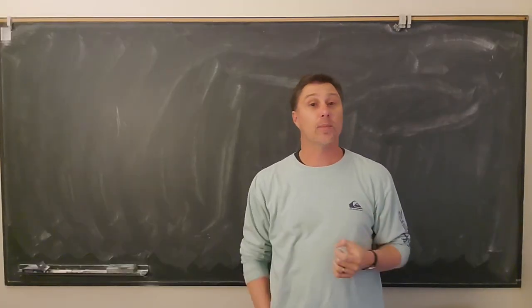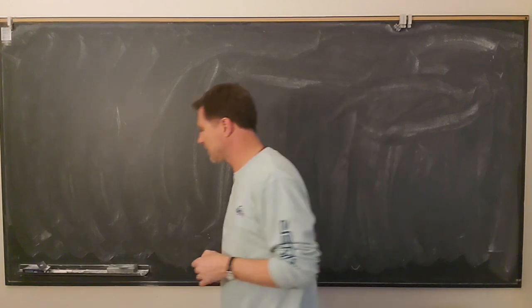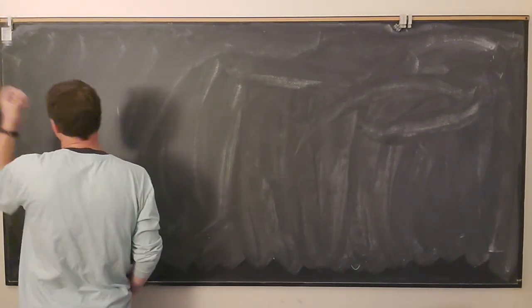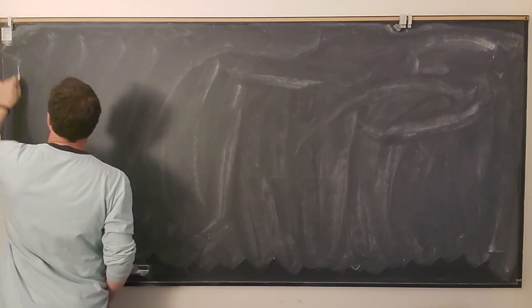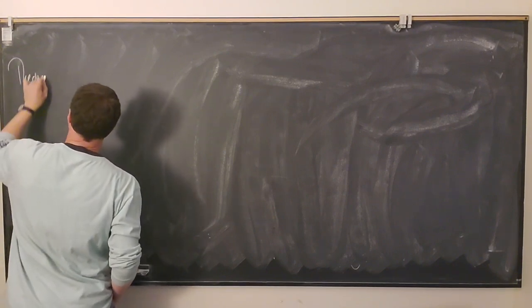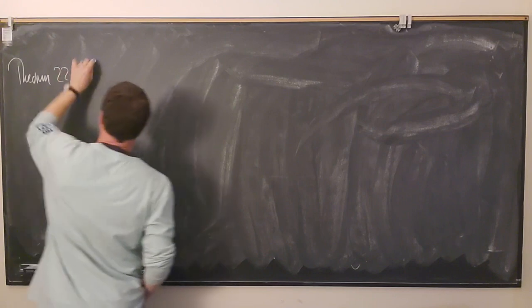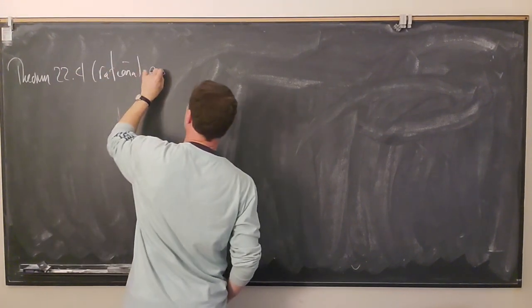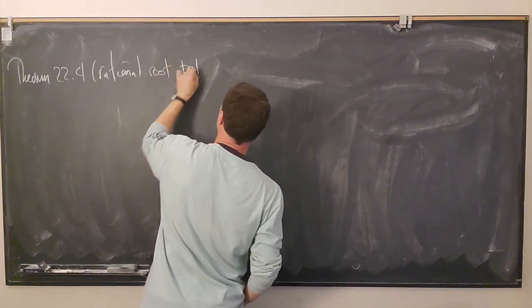Okay, so this next theorem, you probably learned this. I want to say pre-calculus, maybe even before. You might have learned it in algebra, eighth grade or something like that. So it goes like this: Theorem 22.4, and it's called the Rational Root Test.